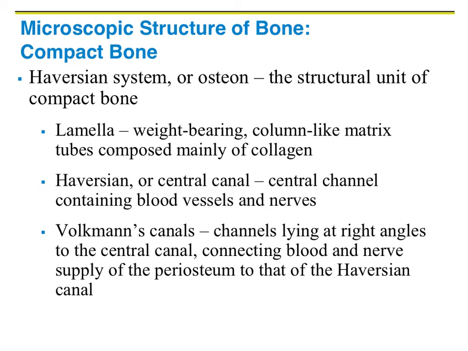Now let's talk about the microscopic structure of bone. Compact bone is composed of structural units known as osteons. Haversian system is also a term that could be used in place of osteon. The osteon is surrounded by lamella. One layer is lamella, many layers lamellae. Lamellae contain collagen.